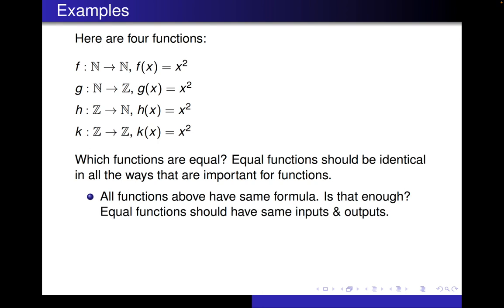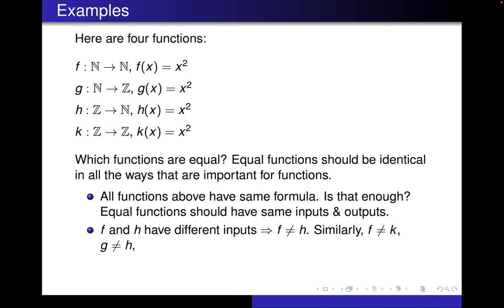Equal functions should have the same inputs and outputs. So, for instance, if you look at f and h, they have different inputs. f accepts only natural numbers, but h accepts all integers. Even though the formula works for all integers, if you tried to put a negative number or even 0 into f, it wouldn't give you an output because that's not part of the domain. So that means f is not equal to h, and similarly, f is not equal to k because they have different domains. g is not equal to h because they have different domains, and g is not equal to k. So not all those functions are going to be equal.